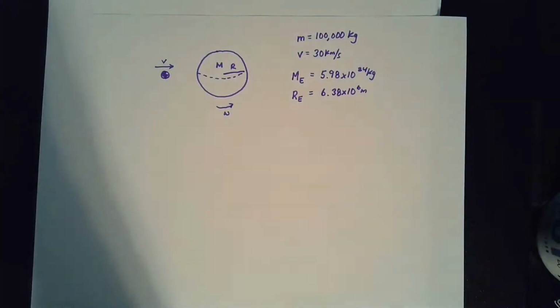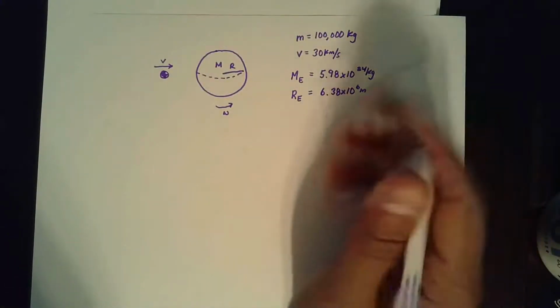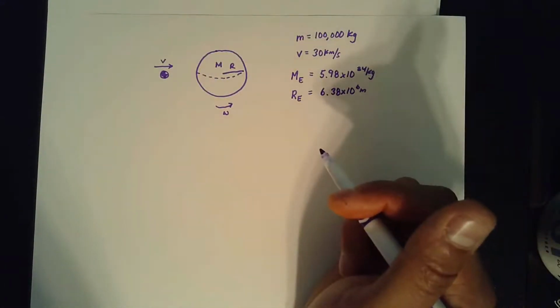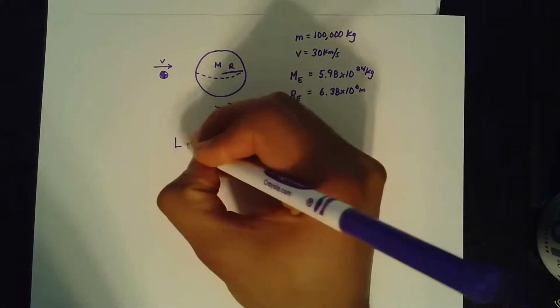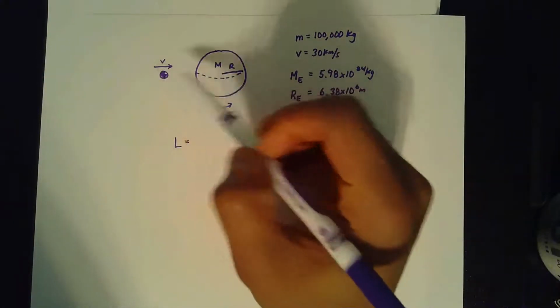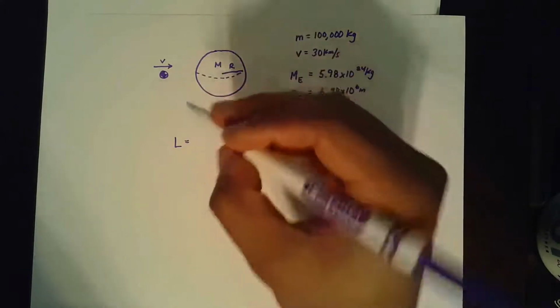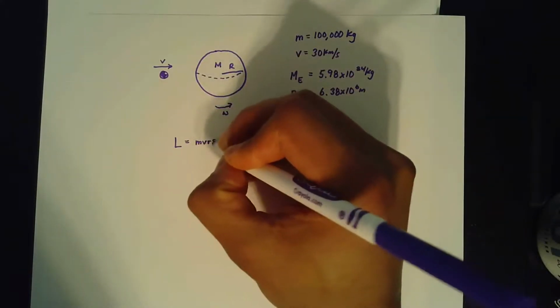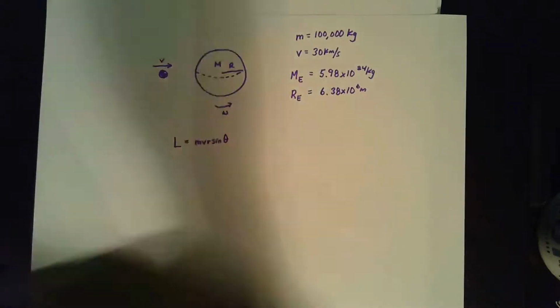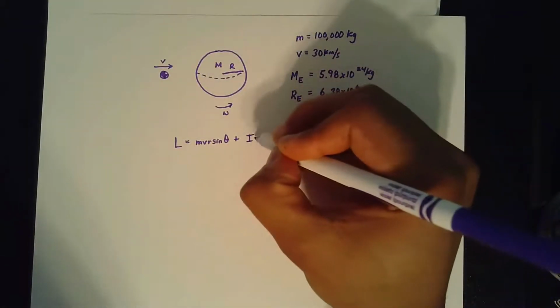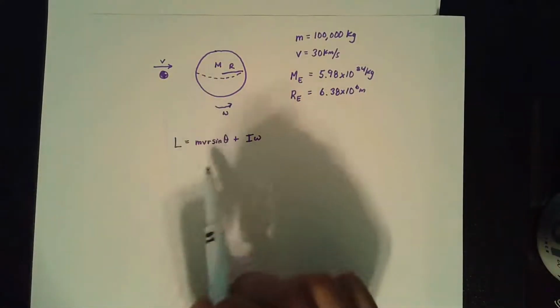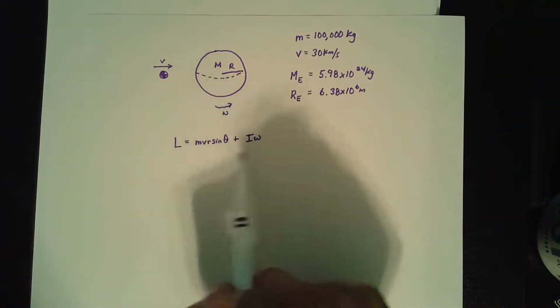So as we look then, we'll assume those are right, or we can just leave it as variables and go from there. When I have a situation like this, my angular momentum is going to be mvr sine theta, we'll talk about that in a minute, plus I have the angular momentum of the Earth, I omega. All of those things are things I'm going to need to know as I move forward.